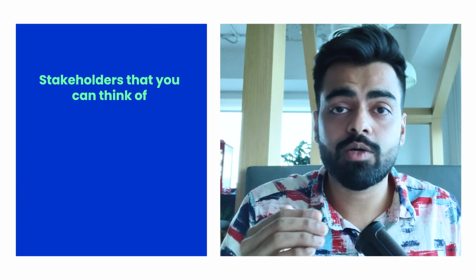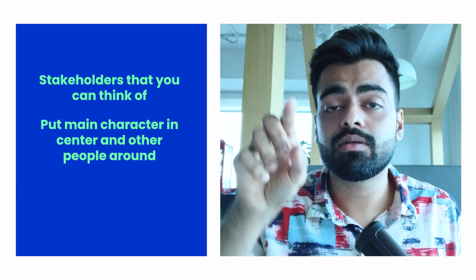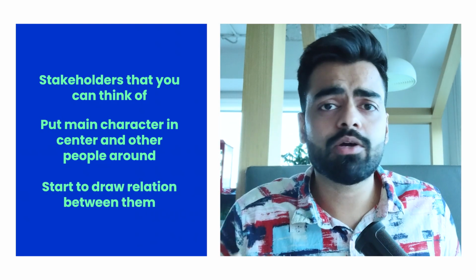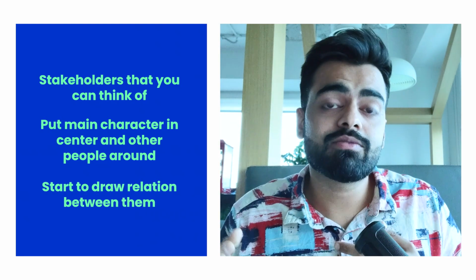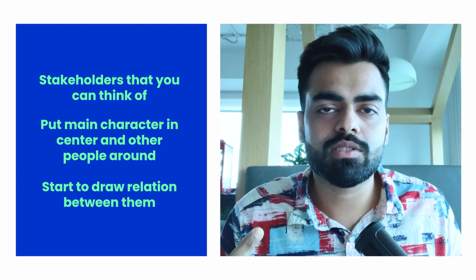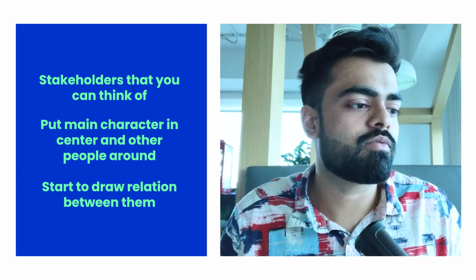First, note down all the stakeholders that you can think of. Put your main characters in the center and other people around, and just start to draw a relation between them. This is how you can do it, and in the longer run this will be really very helpful to you to visualize the entire ecosystem of the people of all the problem statements that you're solving for.